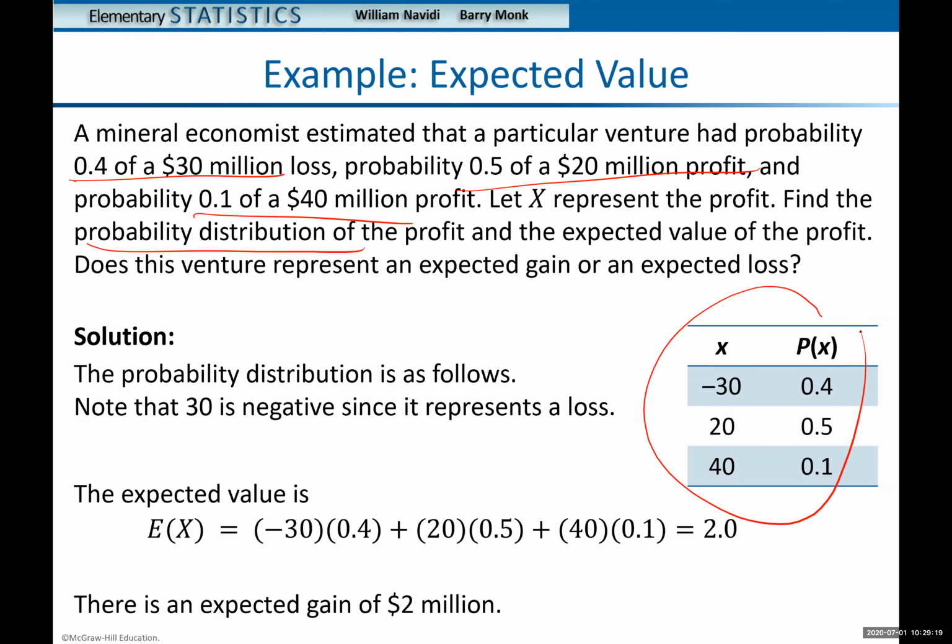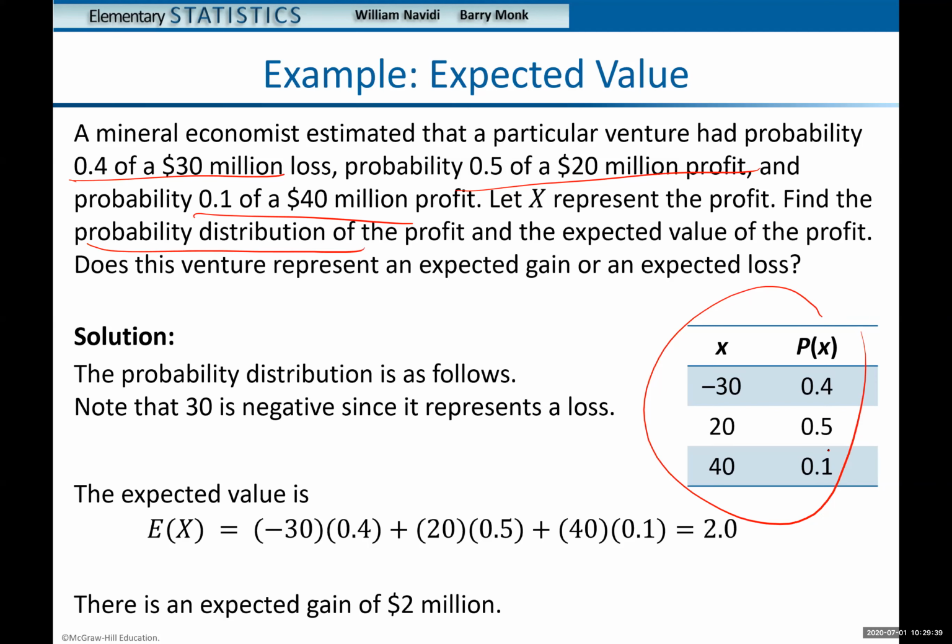So you have a $30 million loss. That's why it's going to be a negative, and the probability is 0.4. Profit is going to be positive, so that's 20 million, and you have a probability of 0.5, and another one, 40 million, with a probability of 0.1.